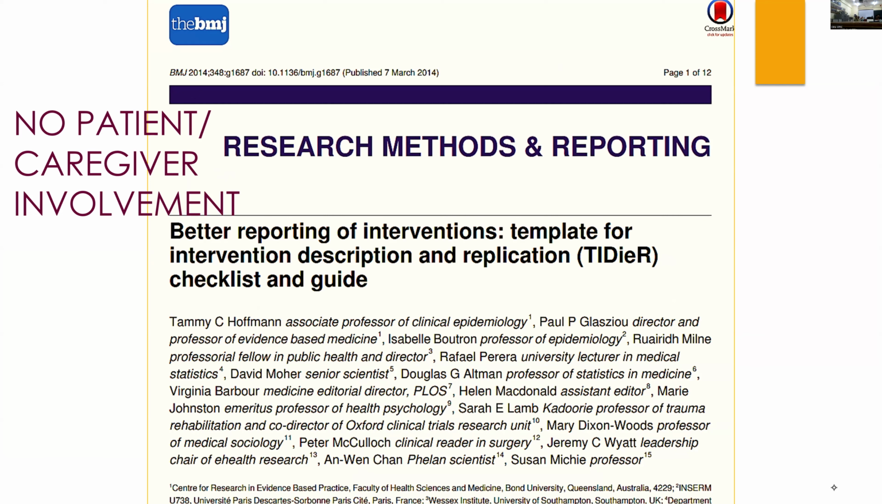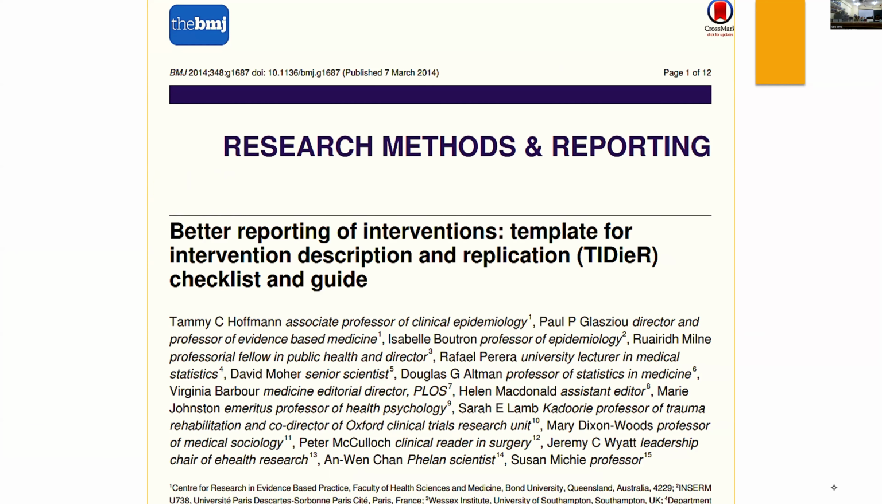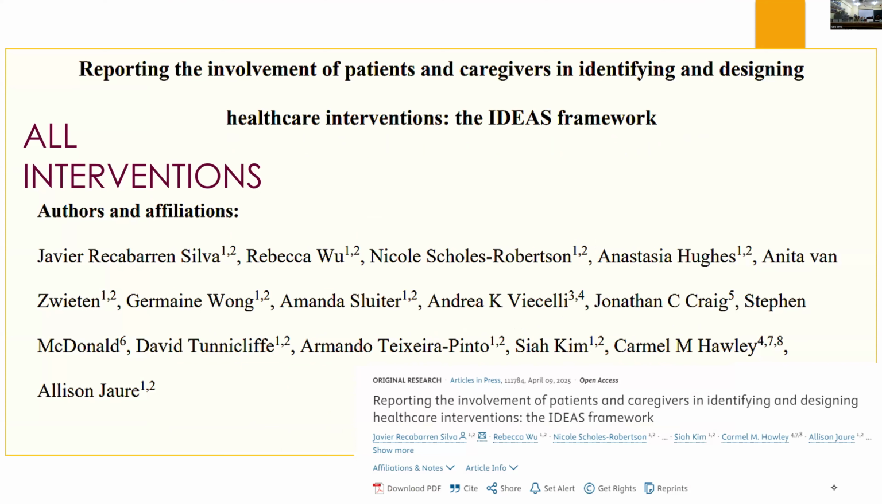However, the TIDieR checklist doesn't say anything about patients or caregivers being involved in the intervention. So Anuka's talk is going to focus mostly on the IDEAS framework, which is on patient and caregiver involvement in interventions. That's just the background of what today's talk is about. So I'll stop here now and hand over the talk to Anuka.